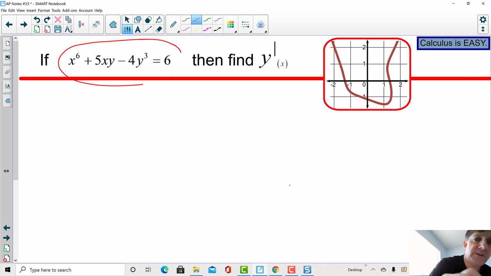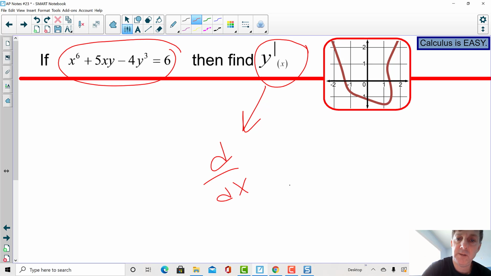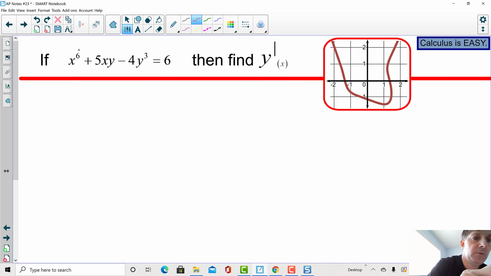Okay, again, they give us this equation here. They ask us to find y prime of x. What they want us to find is the derivative with respect to x of y. So when we do the derivative of this piece, we just get 6x to the fifth.